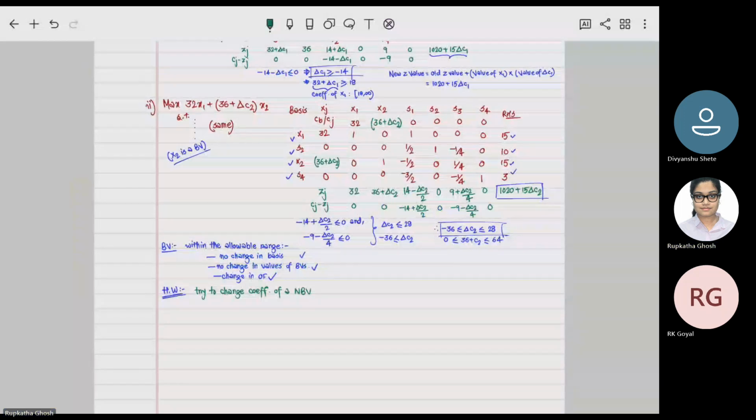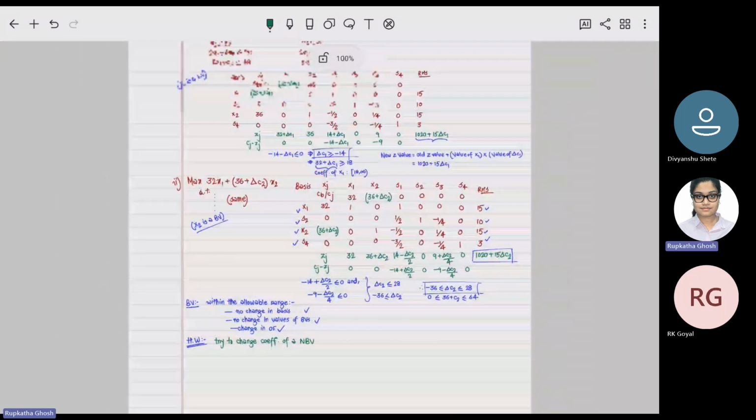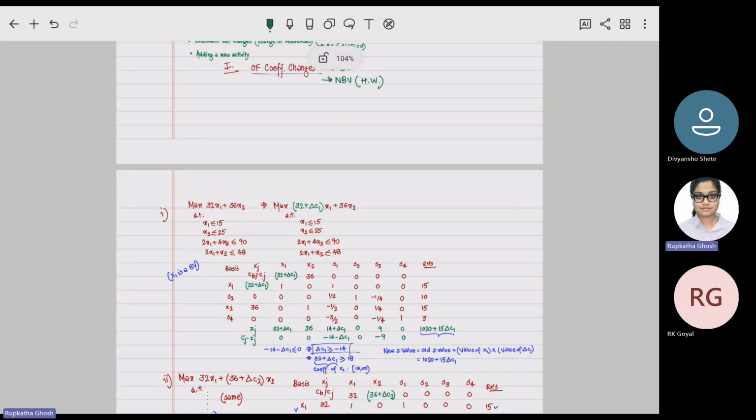Okay. So now, the first thing is clear with both of you, right? When we are trying to change the objective function coefficient.